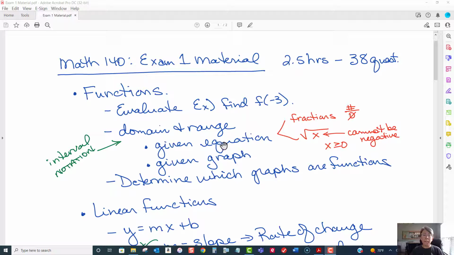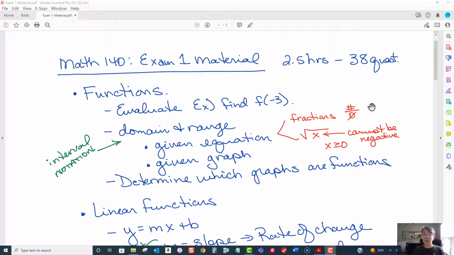So if it's an equation, remember there's only certain equations that we've covered so far. Polynomials, so always all real numbers, because you can do anything with a polynomial. You can add, subtract, take it to a power, no big deal. Where there are going to be numbers excluded from your domain is when we have fractions.